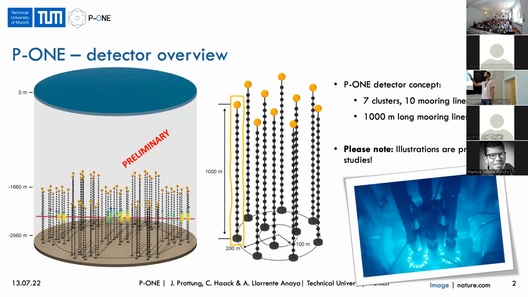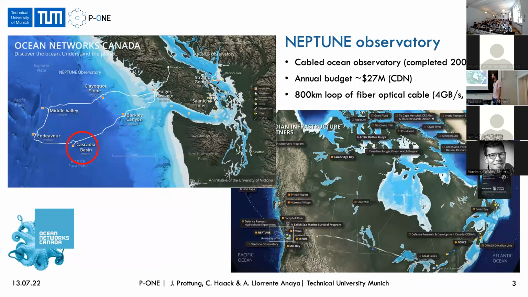So this is a preliminary graphic on the left. The current plan is to put 7 clusters of 10 lines with a varying number of modules, roughly 2.6 kilometers below the water. And this all is planned to be in front of the coast of Canada with the Ocean Networks Canada. So there's the Cascadia Basin. Yeah, it's quite a nice infrastructure they have there. So it's a cabled observatory. They have a quite vast budget, and they have all the deployment infrastructure already there.